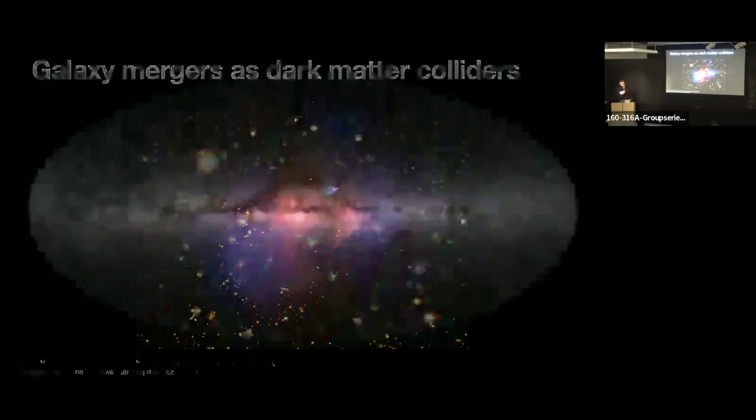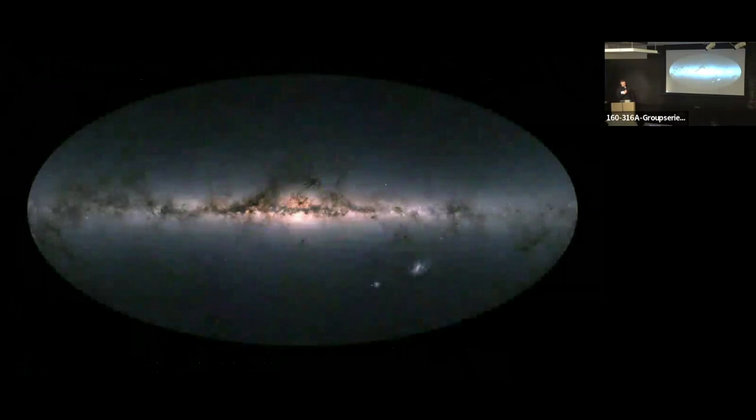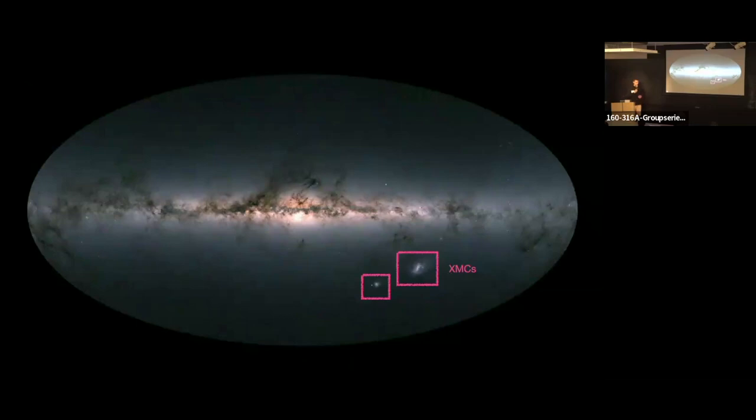But fortunately, as we've seen over the course of the day, we don't have to look that far away to find a dark matter collider. Indeed, the Clouds are actually a local collider, or a very local laboratory for us to look at dark matter collisions. That's with the Milky Way, its dark matter halo, and then the Clouds, and particularly the LMC.